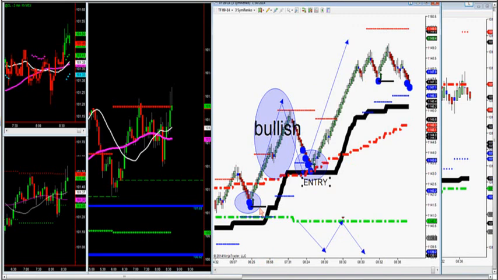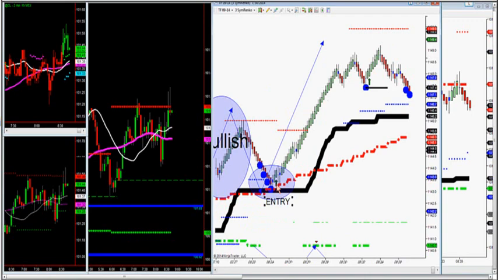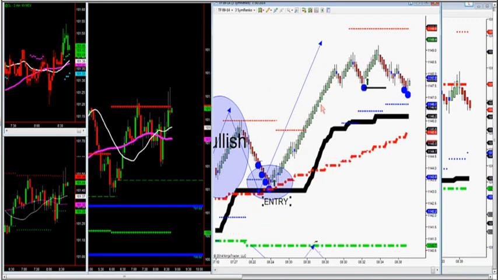If you get an arrow like that and it closes below this black line, you have small stops now. You've got to stop yourself out. Do not take your full stop out. As you can tell, we got the arrow. We did not even come close. It retraced a couple ticks and she shot straight up.